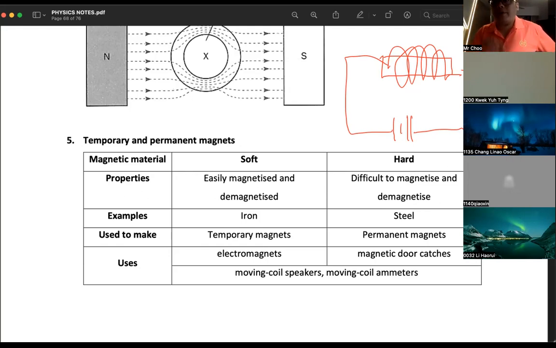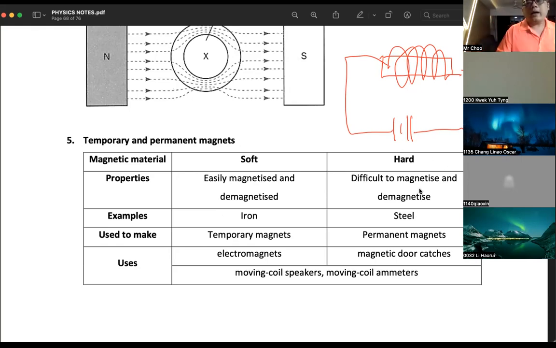Howie asked me a question: is nickel and cobalt soft or hard? To be honest, I do not know. So Howie, can you go and Google and then let me know? But they will not ask. Usually in the O level, they will only compare iron and steel. So iron is the soft one and steel is the hard one.